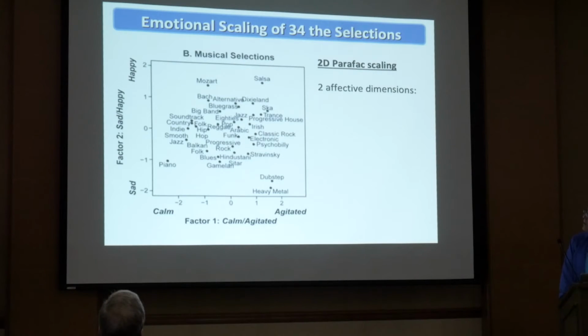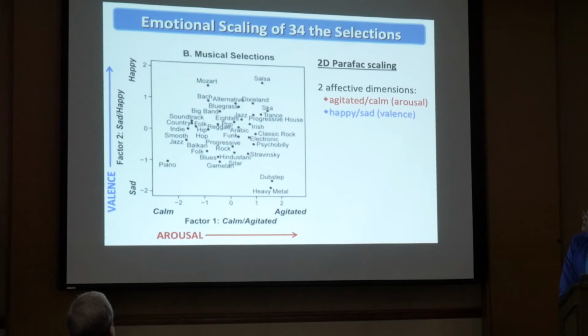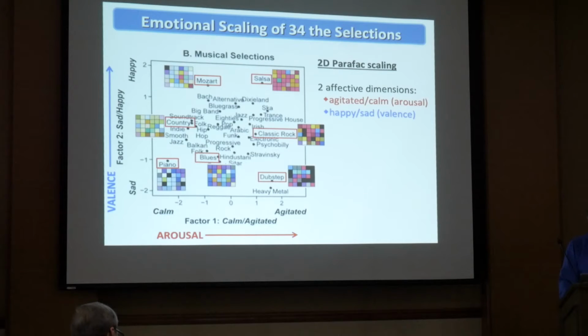But you get two affective dimensions for this, one of which is what we call arousal, which is agitated versus calm, and the other one is valence, which is happy versus sad. And you can see the colors that were picked for some of the extreme ones here. So piano is the piano piece that we played was this one. And this is telling us that this is sad, calm music, and it's paired with sad, calm colors. And salsa is agitated, happy music and colors.